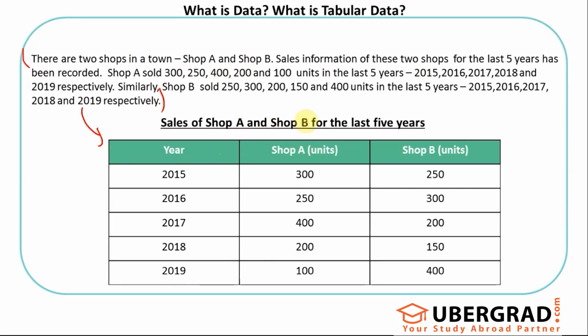The sales of shop A and B for the last 5 years, 2015, 16, 17, 18, 19, and the number of units they sold in each of these 5 years: 300, 250, and so on for shop A, and 250, 300, etc. for shop B. If we convert this piece of information into a bar graph, how would you do that? Something similar to what we have seen in line graphs.